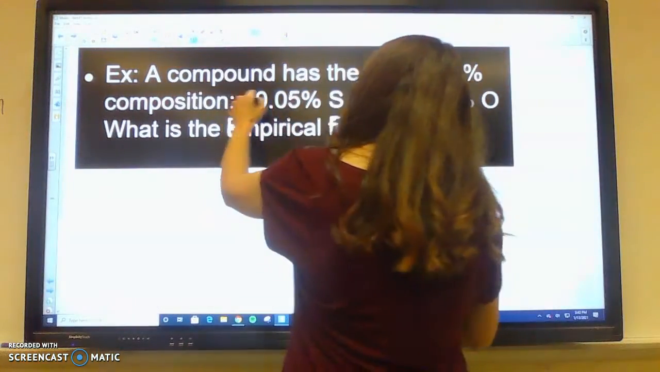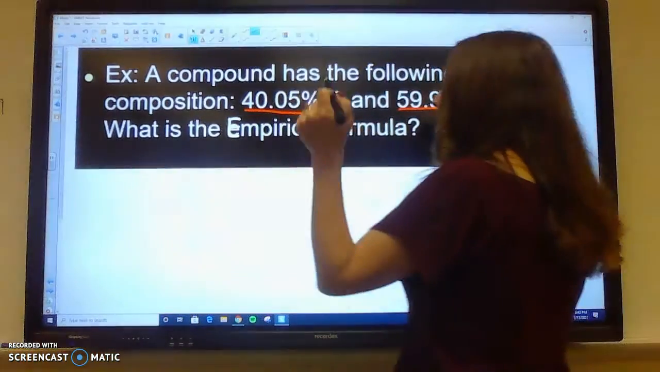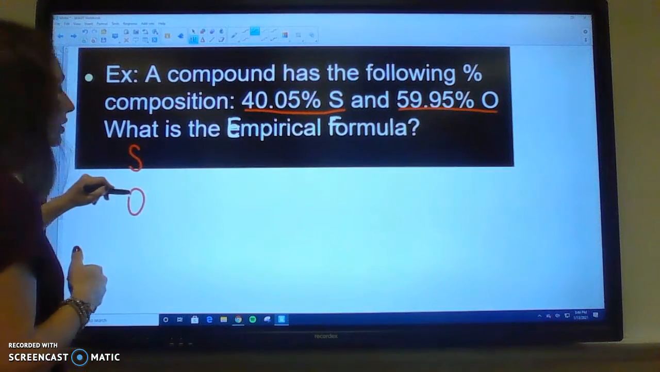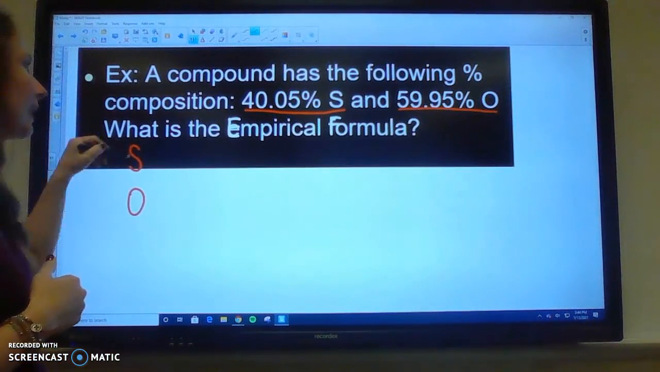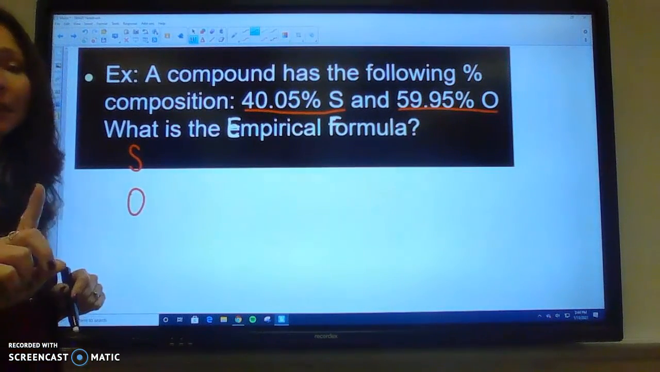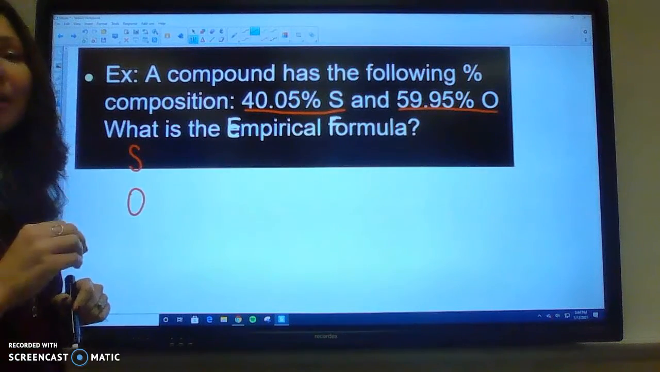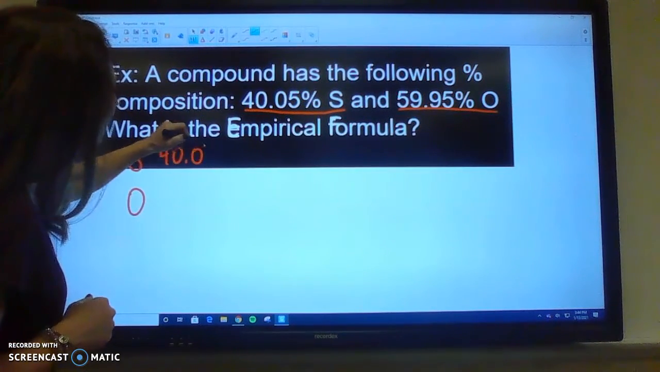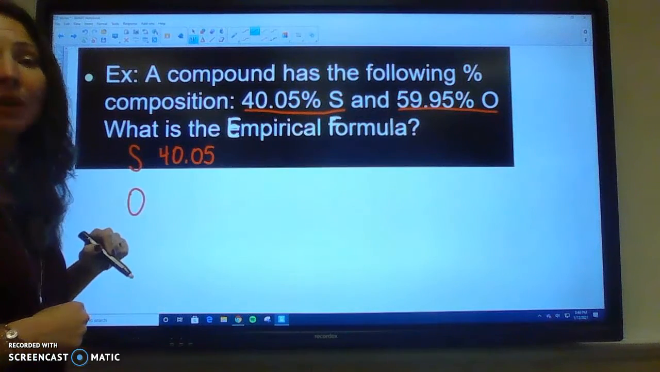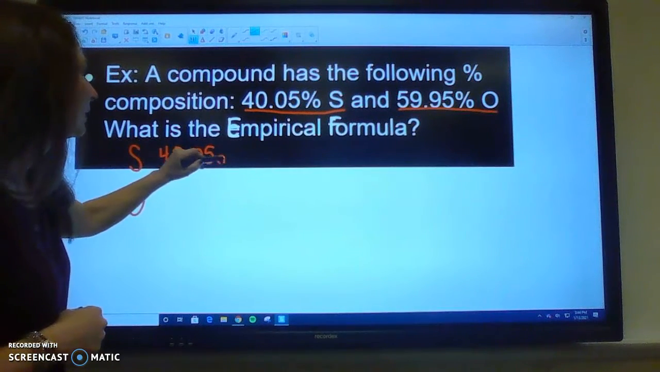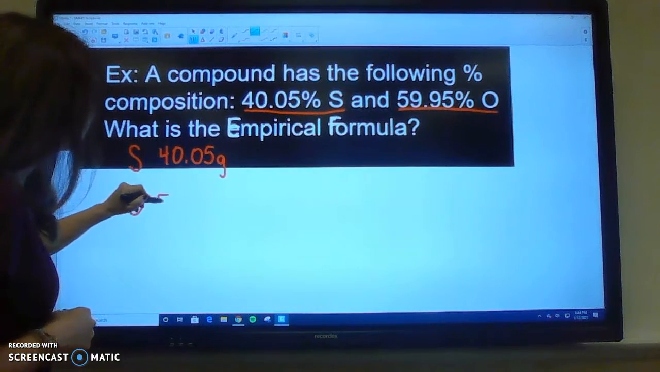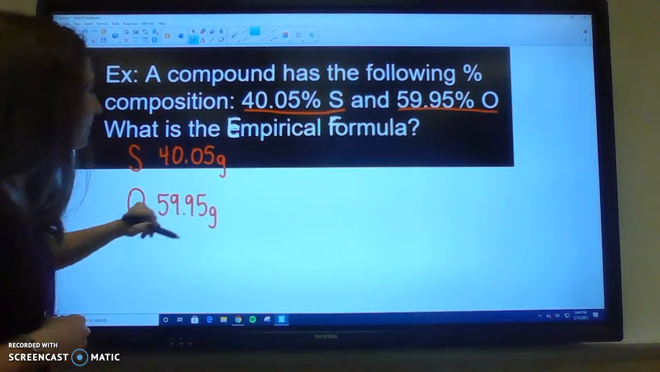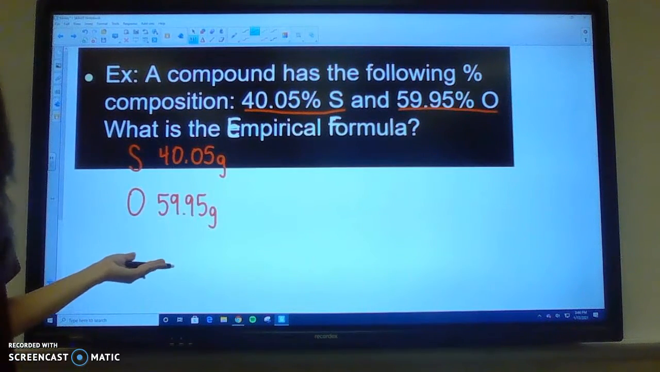I would look for the different percentages, okay? And I'm going to start with labeling which elements I have. And then I'm going to look back at the percentages, and the first step says to change the percent to grams. So I'm going to copy this down, but I'm not going to write 40.05%. I'm going to write down 40.05 grams. I do the same thing for oxygen. It's 59.95 grams, okay?